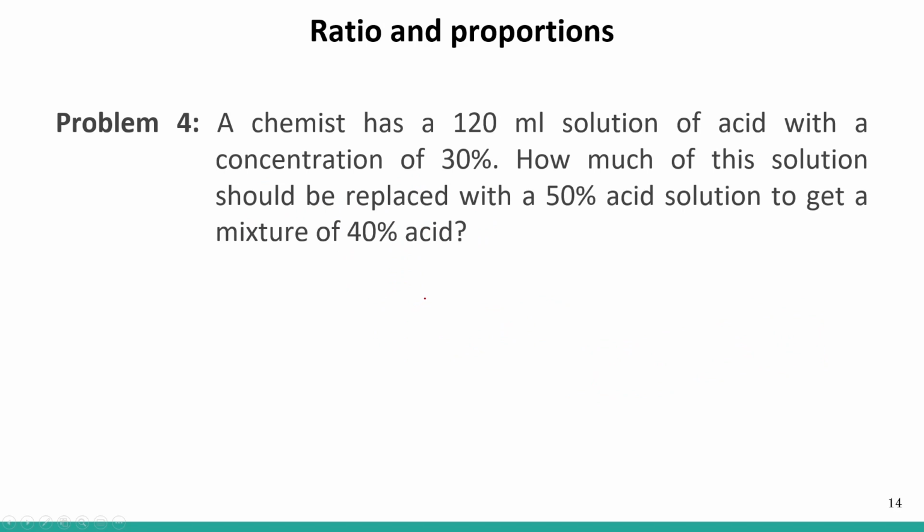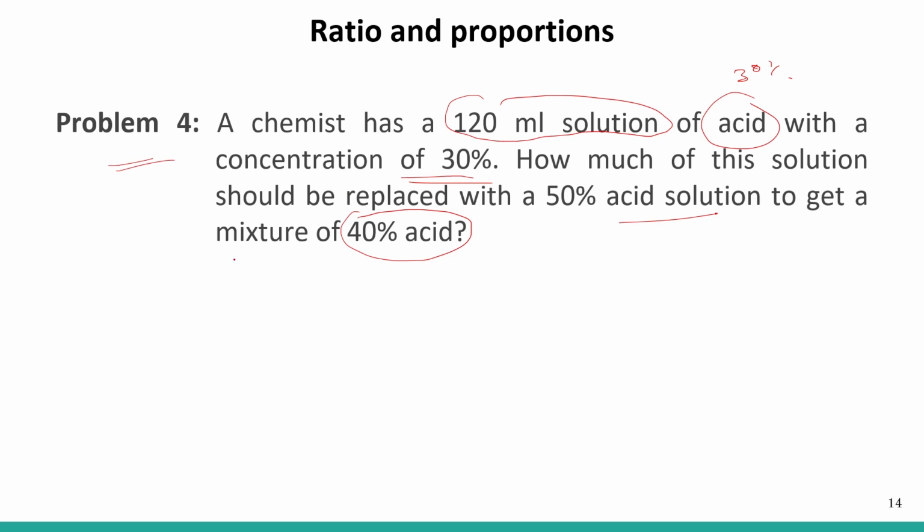A chemist has a 120 ml solution of acid with a concentration of 30%. So we have a chemist who has 120 ml of solution with an acid concentration of 30%. How much of this solution should be replaced with 50% acid solution to get a mixture of 40% acid? What we want to know is how much of this solution should be replaced with 50% acid solution to get a mixture with 40% acid. This is problem number 4.